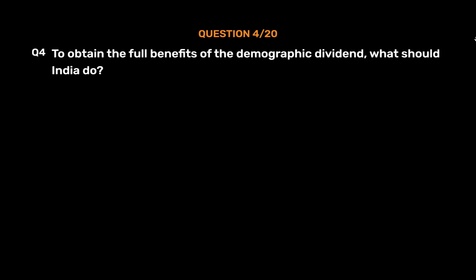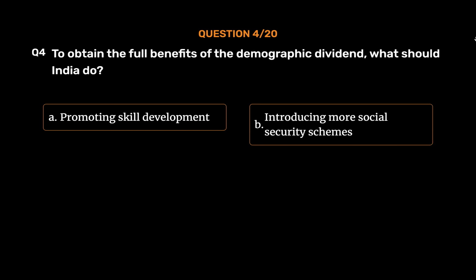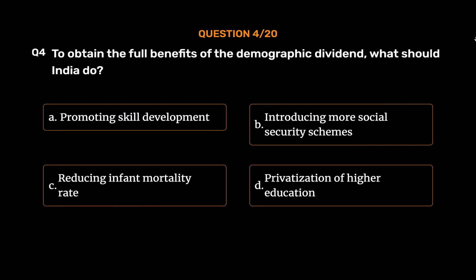Question number 4. To obtain the full benefits of the demographic dividend, what should India do? Option A. Promoting skill development. Option B. Introducing more social security schemes. Option C. Reducing infant mortality rate. Option D. Privatization of higher education. The correct answer is Option A.